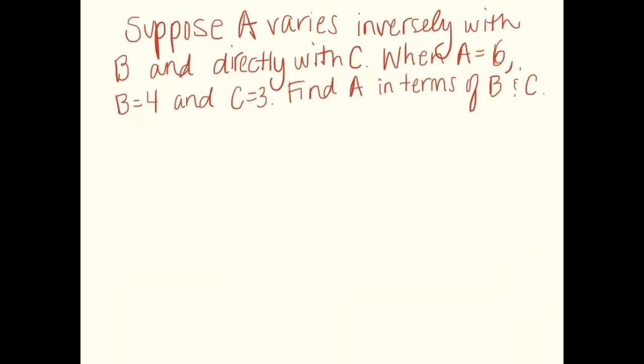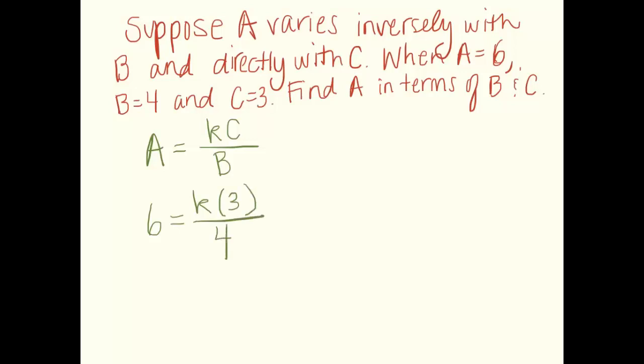Suppose A varies inversely with B and directly with C. When A is 6, B is 4, and C is 3. Find A in terms of B and C. Let's try to write out mathematically what is written here. Let's let K be our constant of variation. So A is going to vary inversely with B and directly with C. So we're going to have KC divided by B. Now I just have to solve for K using the given information. When A is 6, C is 3, and B is 4.